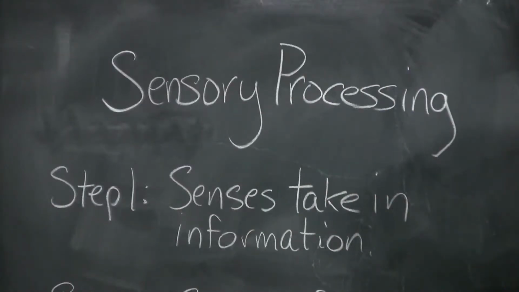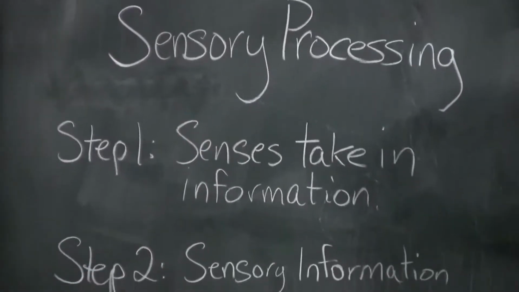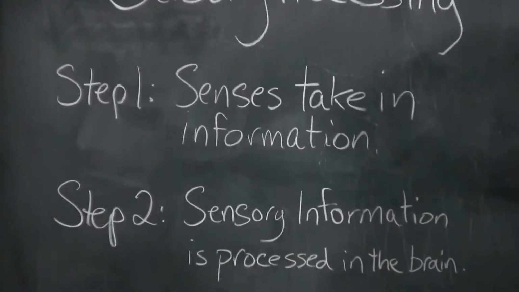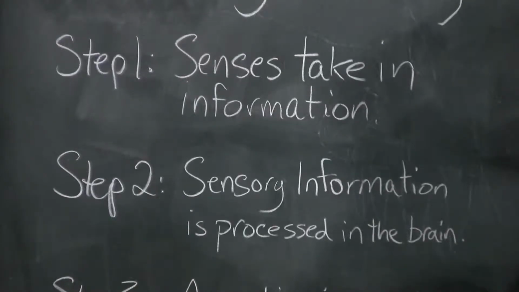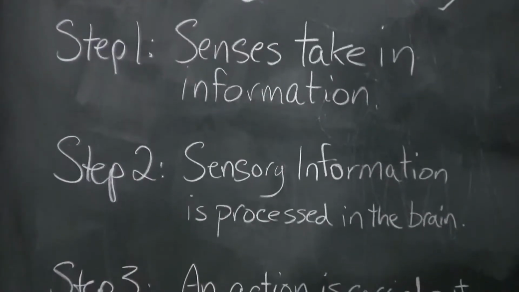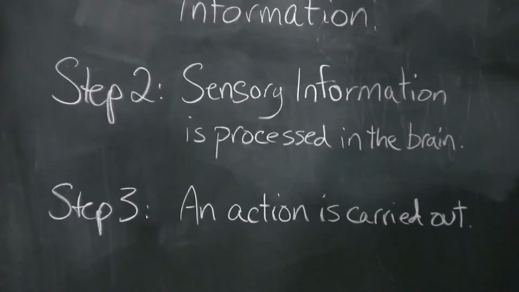Step 1, sensory information is taken in from the senses. Step 2, the sensory information is processed in the brain. That is, it's interpreted, organized into categories, and assigned meaning in the brain. And Step 3, an action is carried out in response to the information that was taken in and processed.